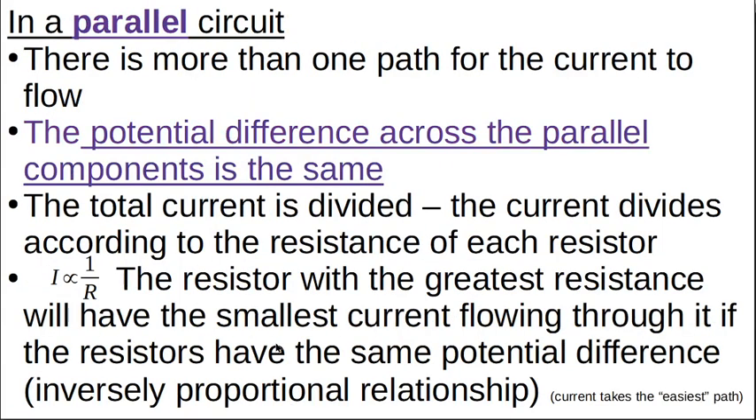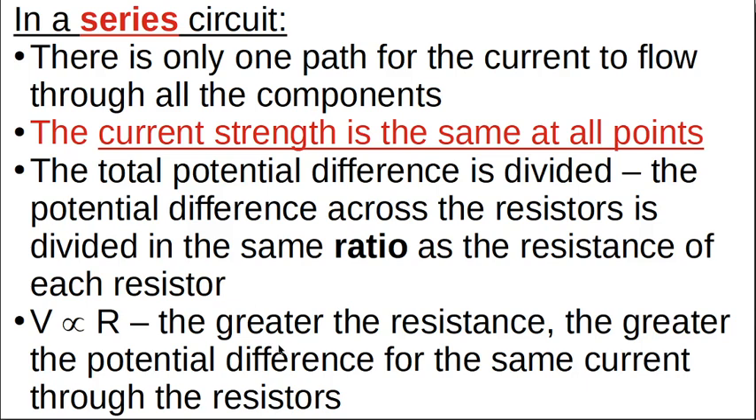So let's talk about the two different kinds of circuits we have. We have a series circuit and a parallel circuit. In a series circuit, there's only one path for the current to flow, okay? The current can go nowhere else. It can only go on this one route.